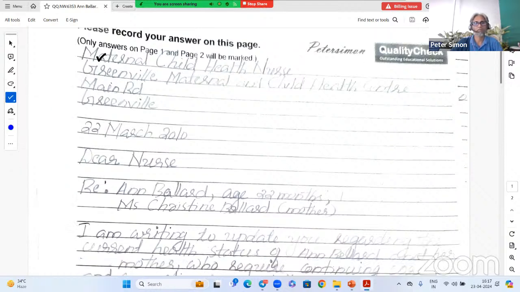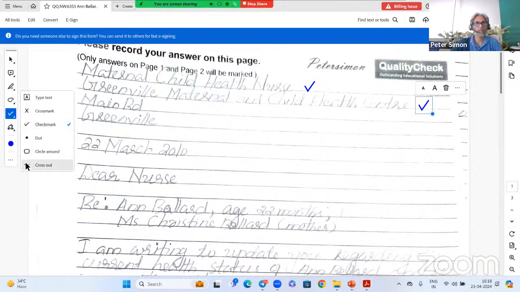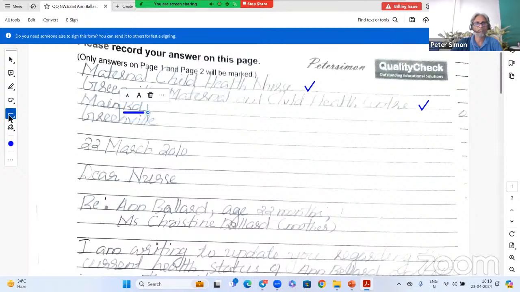Yeah. Maternal Child Health Nurse, Greenville Maternal Child Health Center. Main road, RD. Write it as RD. Okay, number 1. Number 2. This is number 1, capital letters. Should be a little smaller.